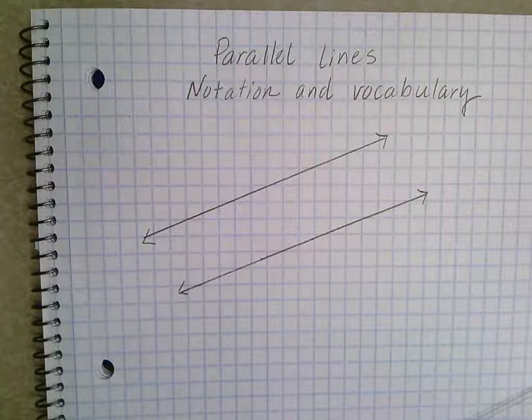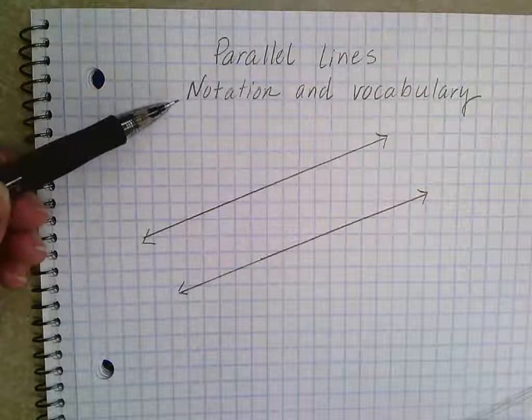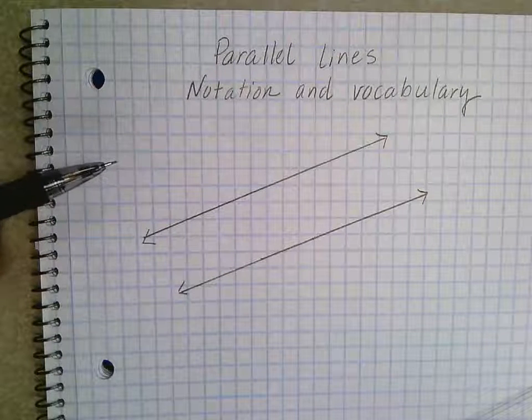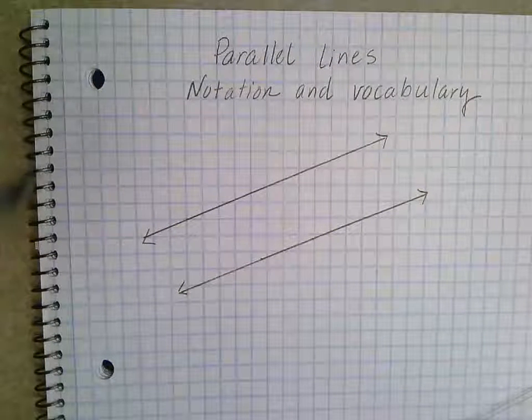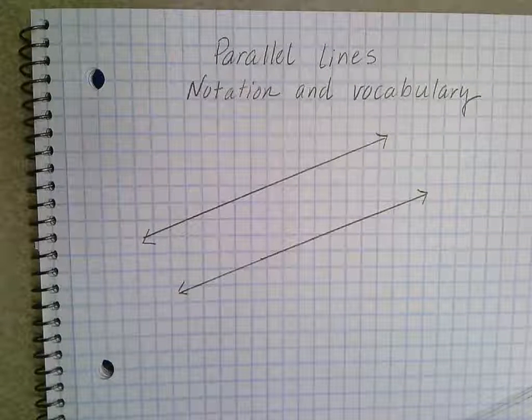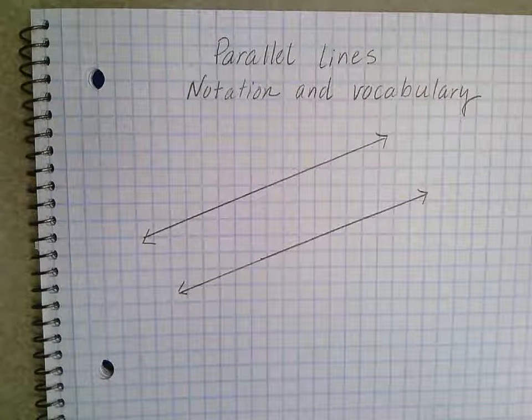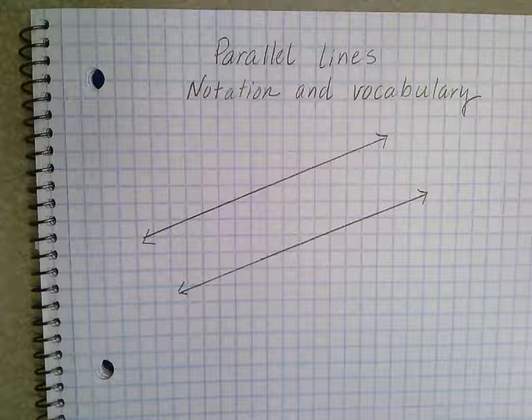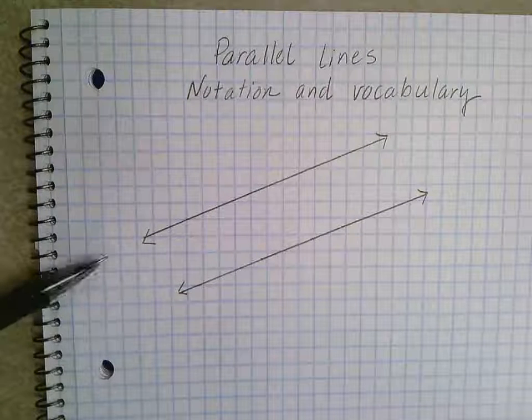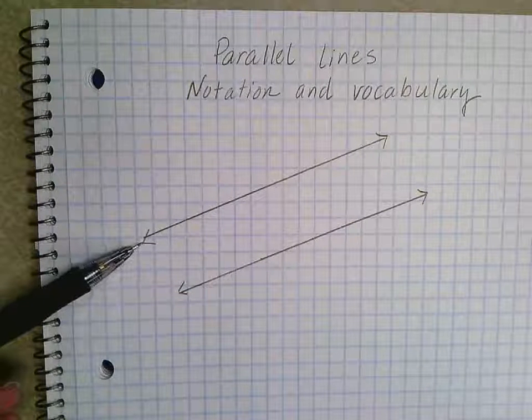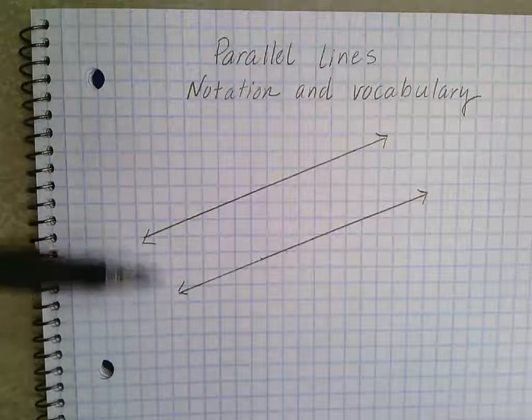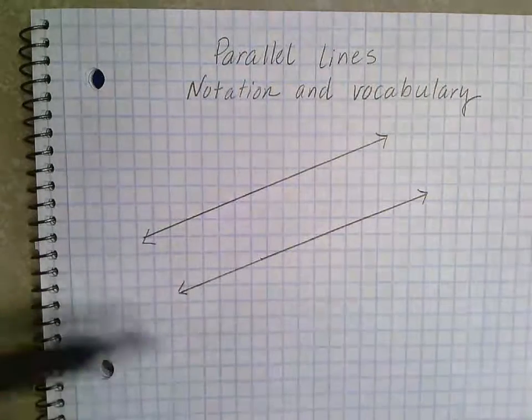Parallel lines, the notation and vocabulary. This is an introduction to parallel lines. By definition, parallel lines are lines that extend in a two-dimensional surface. That means a surface that has length and has width.